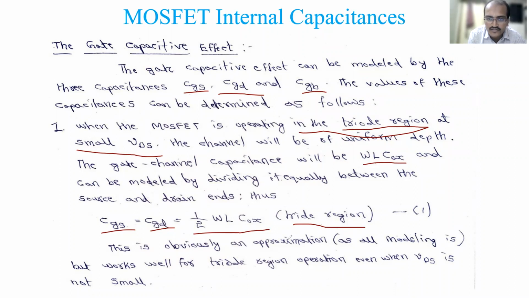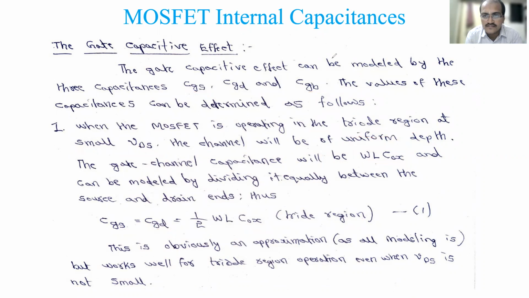This is obviously an approximation. All the modeling we do is an approximation, but it works well for triode region operation even when VDS is not small. So this is the first calculation, when the MOSFET is in the triode region.